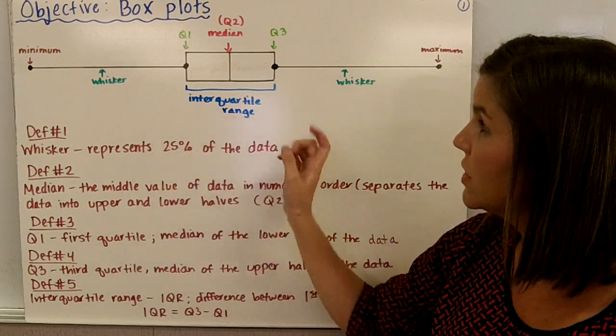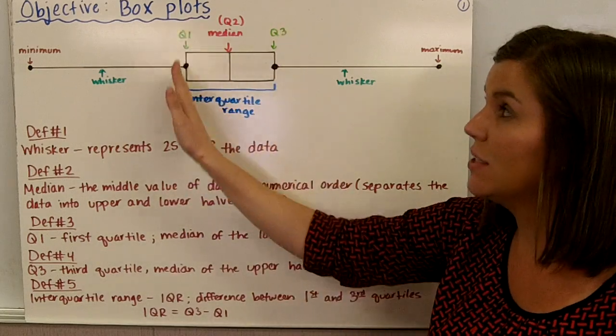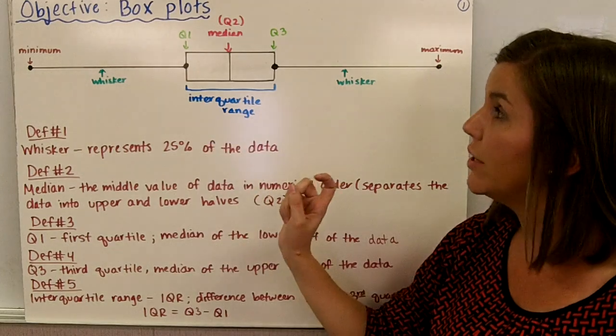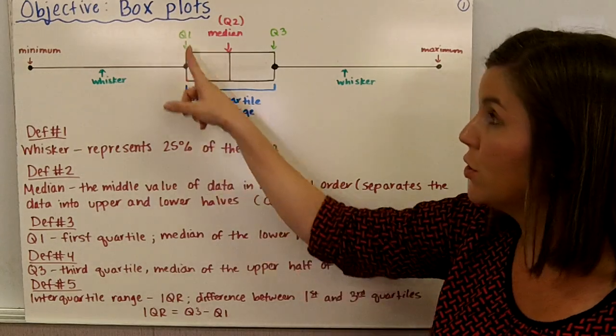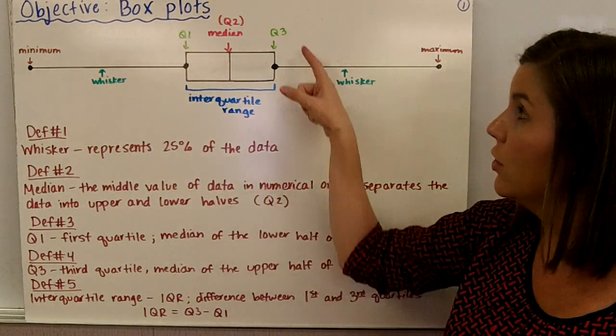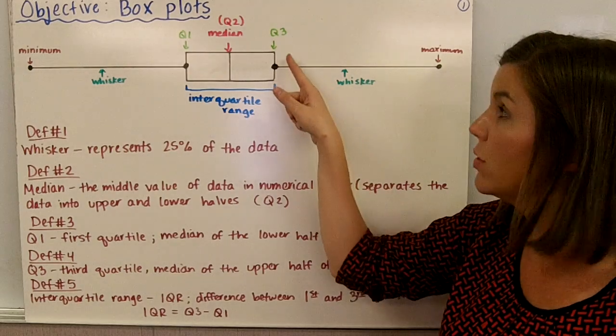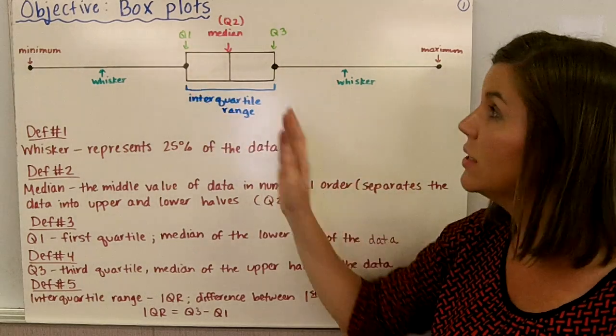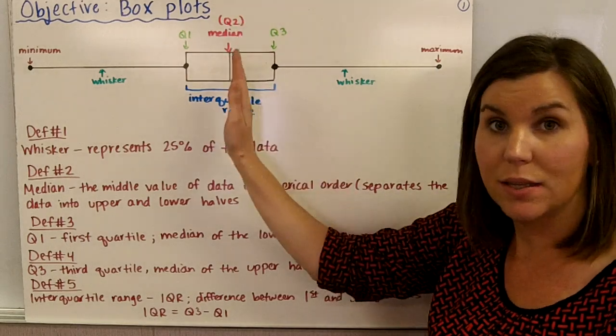Also, we have the interquartile range. Q3 minus Q1 gives us the interquartile range. Q1, the first quartile, the value is here. Q3, the third quartile. These are the upper and the lower quartiles. And then the median is exactly in the middle of the data.